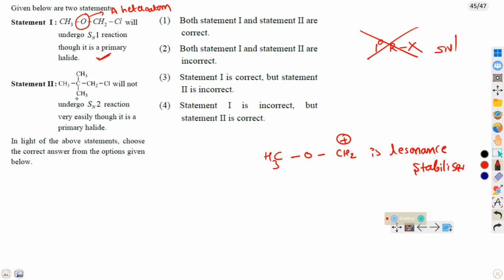CH3C(CH3)2CH2Cl will not undergo SN2 reaction. Correct. Generally, 1-degree alkyl halides are more favorable towards SN2, but due to presence of bulky group, this is very bulky group. So both statement 1 and 2 are correct.